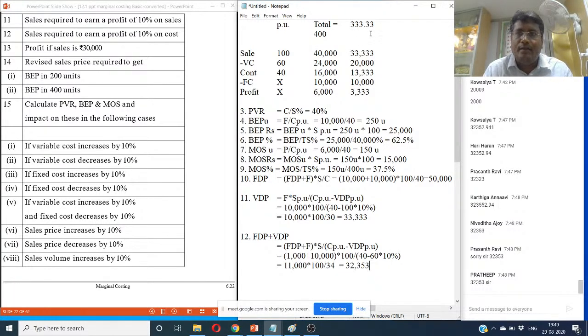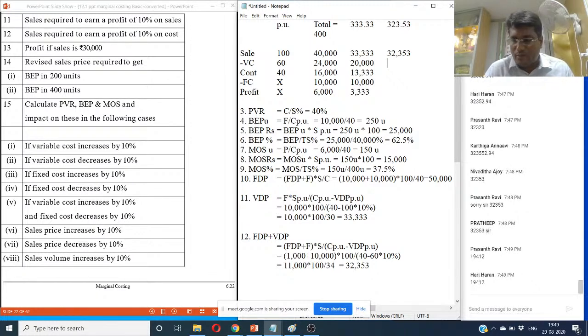Shall we verify that? Whatever it may be, it's better to verify. Here the sales being 32,353 in full. What is the variable cost here? 60% of that will be the variable cost. Come on, get that one. 60% on 32,353 will be the variable cost. Find out that. 19,412.